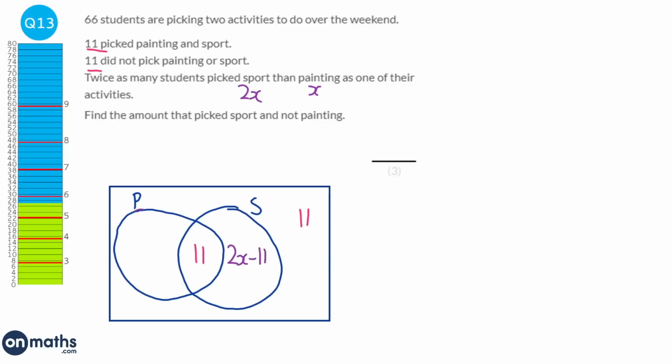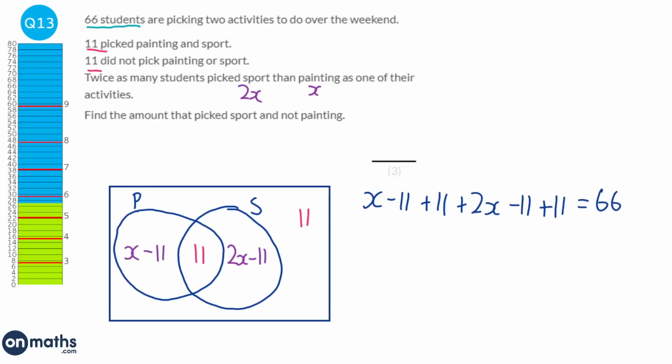And the painting is the same. We know the whole thing is x. So we're just going to take away the bit we know there, which is the 11, and it will be x minus 11. Now we know that there are 66 students in total. So what we can do now is add up all of the parts of the Venn diagram and get it equal to 66. So x minus 11 plus 11 plus 2x minus 11 plus 11, and all of that will equal 66. This is going to be some solving, so we're just going to put our lines in.